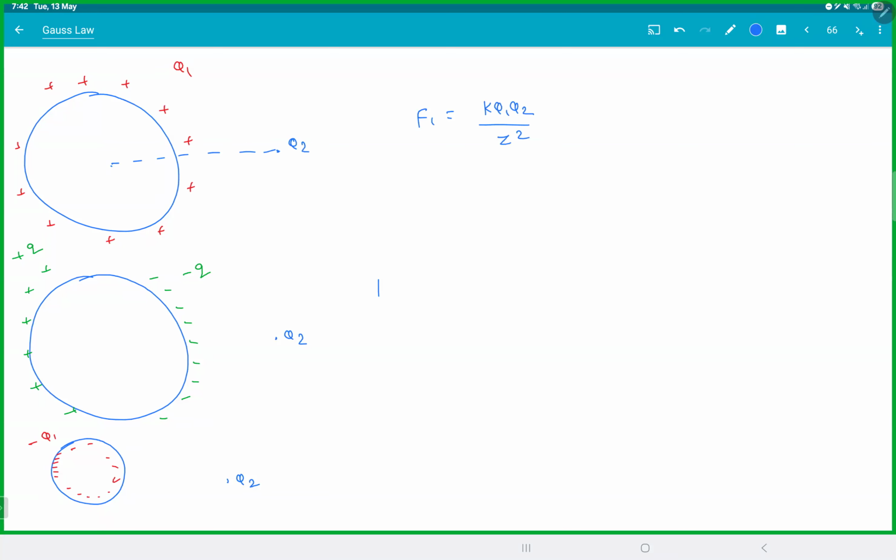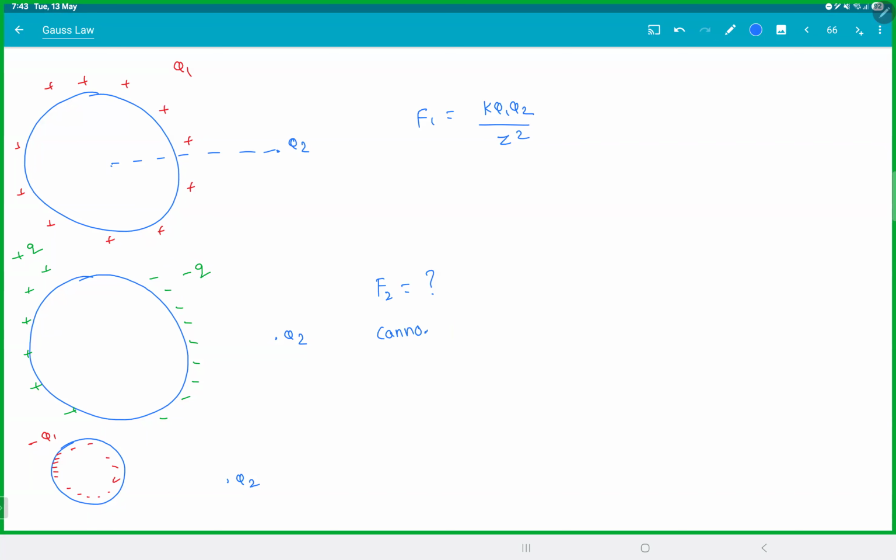What is the force between these two? This force cannot be found. I don't know the value of these charges. I don't know how they're distributed also. This cannot be calculated. So the third answer is we don't know. We can't calculate.